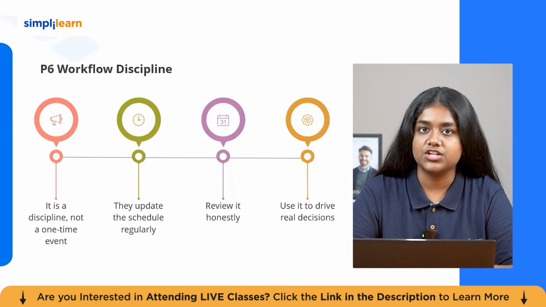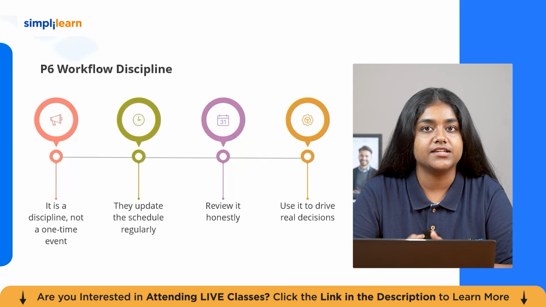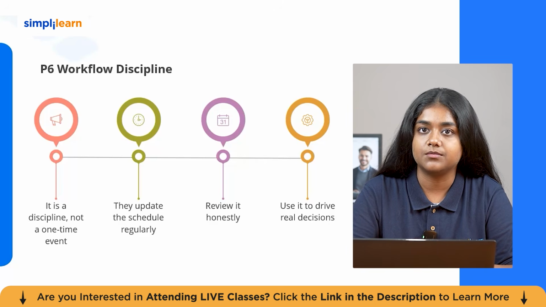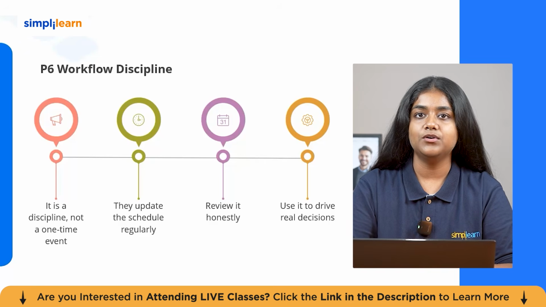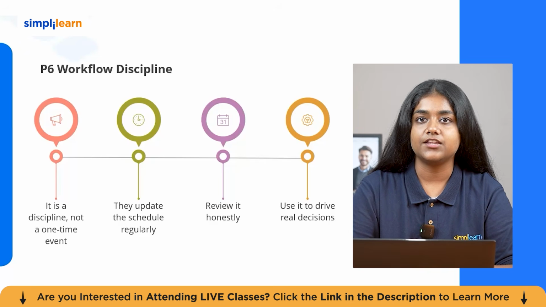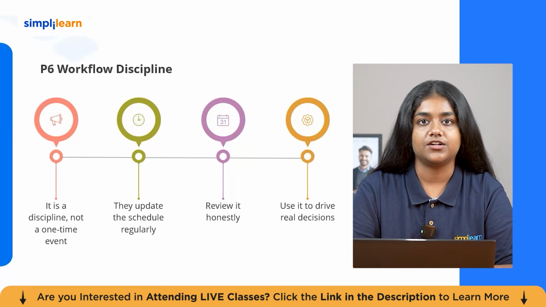A project keeps changing every week or every month. Some activities finish early, some get delayed, resources may become unavailable, cost may increase, and new risks may appear. That is why regular schedule updates are important. When you update P6 consistently, the schedule stays closer to the real project situation instead of becoming an outdated document.